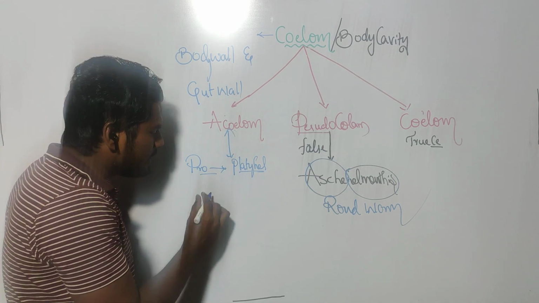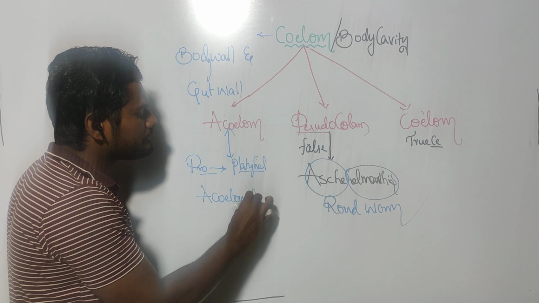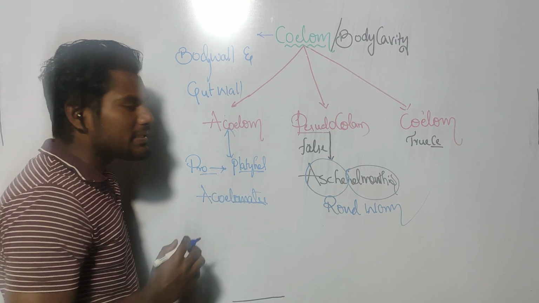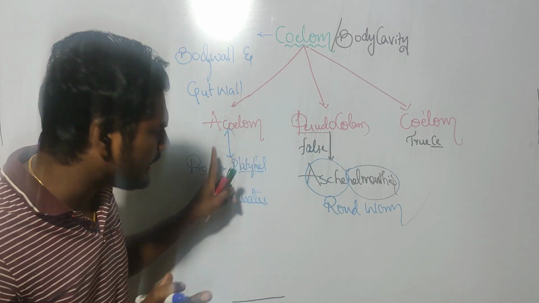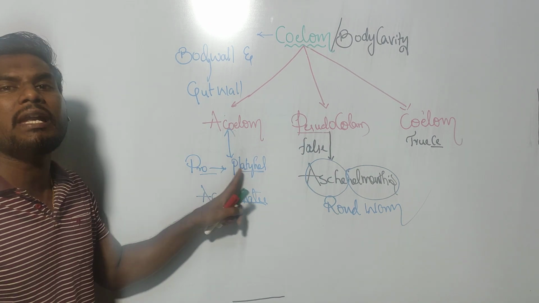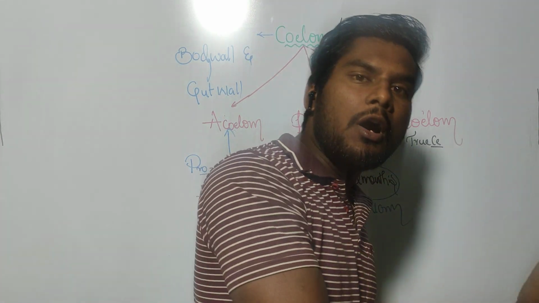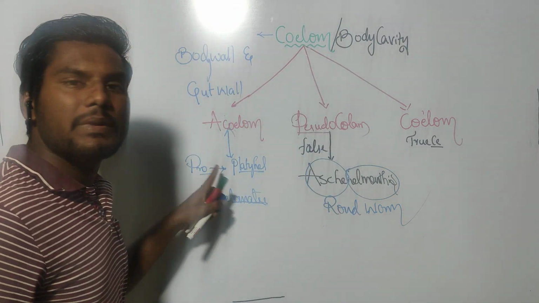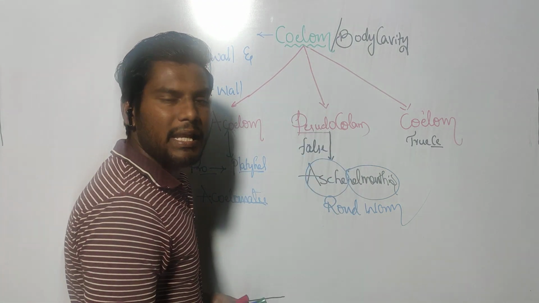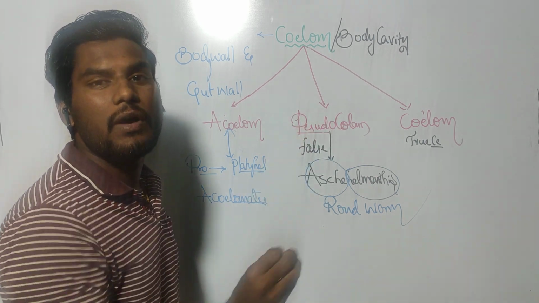So these animals we call acoelomates. Acoelom means the body cavity is absent. The animals who are showing the acoelom, those animals we call acoelomates. From which phylum to which phylum? From phylum Porifera to phylum Platyhelminthes. PP. Next, go for the Aschelminthes. Aschelminthes is showing what? Pseudocoelom, which is nothing but the false coelom.